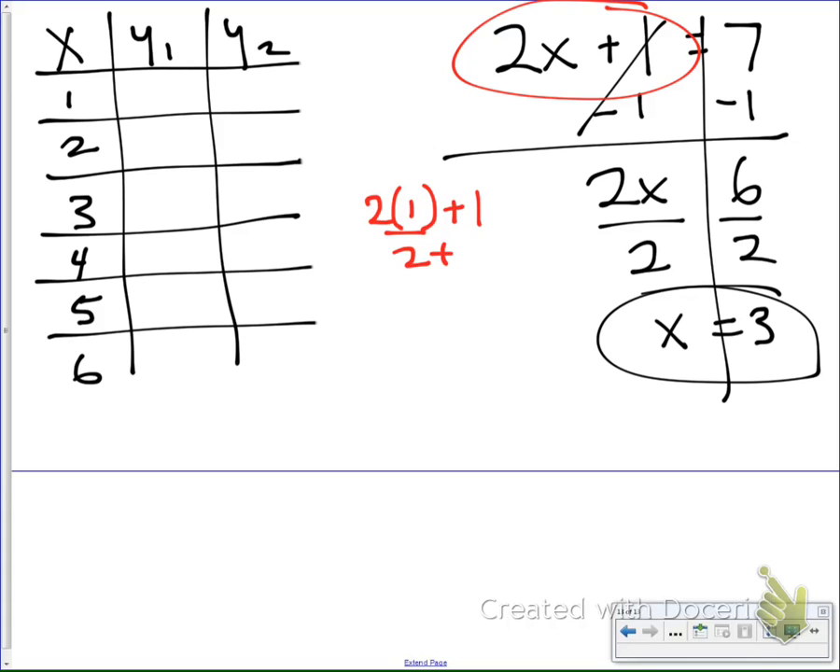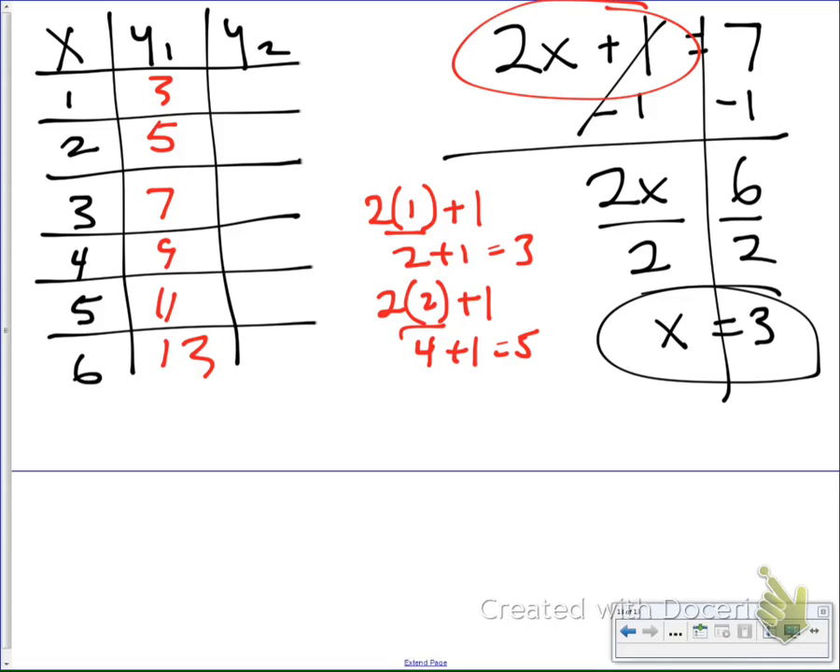Well, that's 2 plus 1, which gives me 3. So there's my first y1. Now 2 times 2 plus 1, 2 times 2 is 4, plus 1 is 5, and there's my second y1. So I'll continue that same pattern going down. So I have 3 times 2 is 6, plus 1 is 7, 4 times 2 is 8, plus 1 is 9, 5 times 2 is 10, plus 1 is 11, 6 times 2 is 12, plus 1 is 13. So now I have all my y1s solved out, filled in.